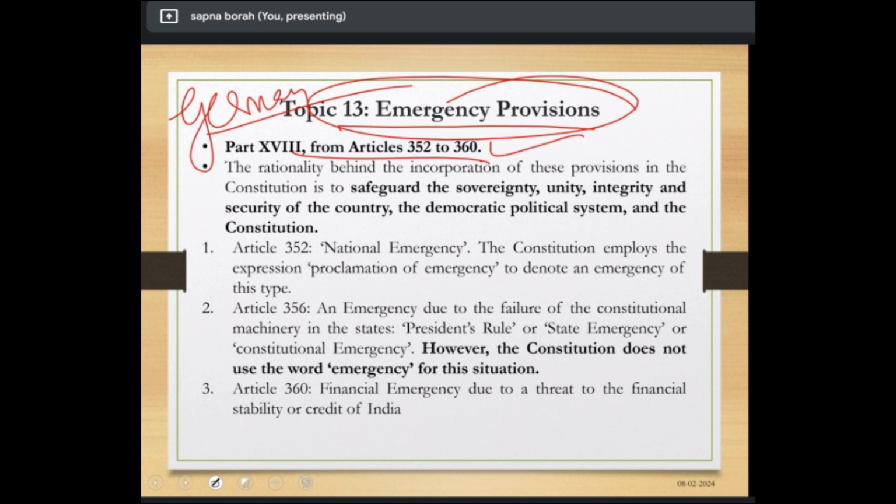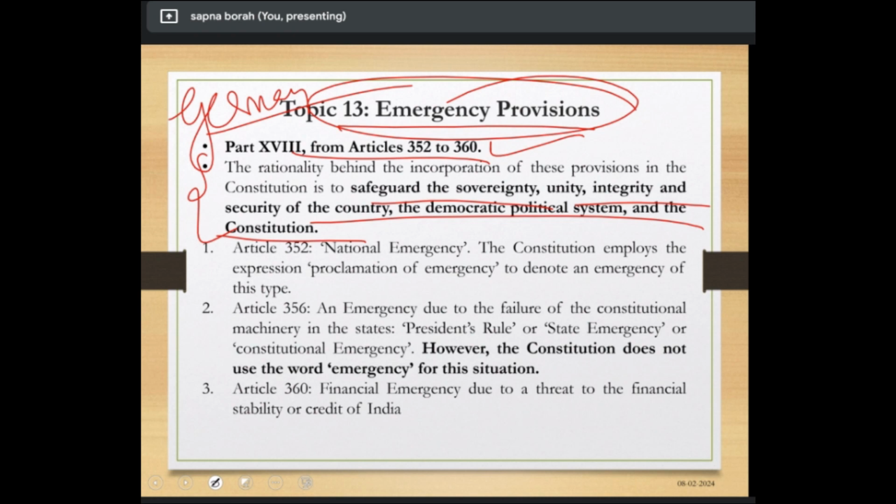So I'll quickly move to the next part. Part 18, Articles 352 to 360, are directly related to emergency provisions. Now the most important thing is that you remember these few keywords. Why do we have emergency provisions in the constitution? In the exam, just write these keywords: to safeguard the sovereignty, unity, integrity, security. They'll give you 2-3 more technical terms, they'll add up a few more technical terms, but you'll have to stick to these few.